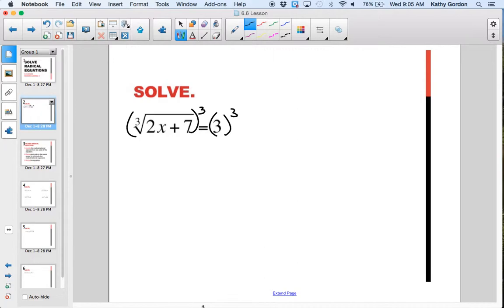But we know from years of solving equations that whatever I do to one side, I have to do to the other. So if I'm going to cube the left side because of the cube root, I also have to cube the right side, because that's how equations work. So that's going to give me 2x plus 7 on the left. My cube and my cube root are going to cancel out. And that's now going to be equal to what? 27.